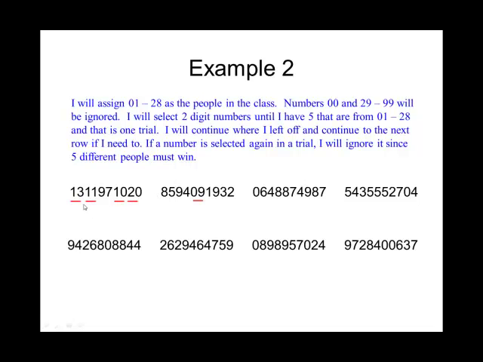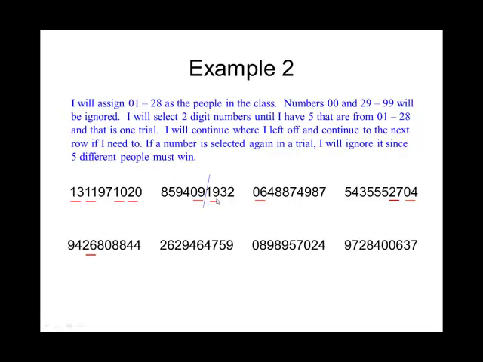Alright, so in our first trial, I have 13, 11. I have 97, which isn't between 01 and 28, so I ignore that. I have 10, 20, 85 and 94, which are not in my range of numbers, and then 9. So there are the 5 people that are going to get a snack: 13, 11, 10, 20, and 9. That is one trial.